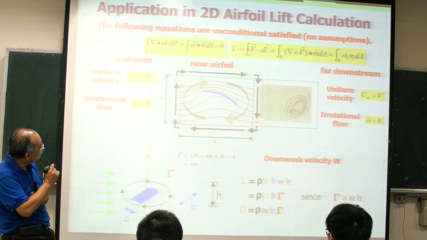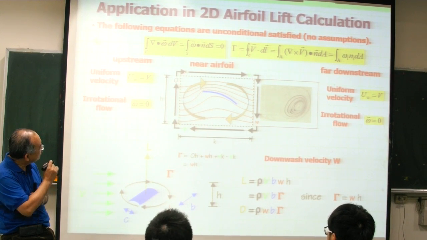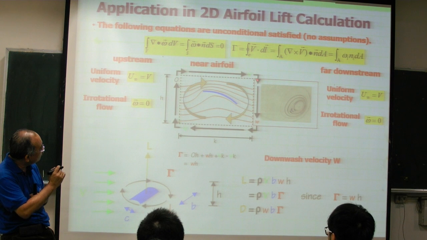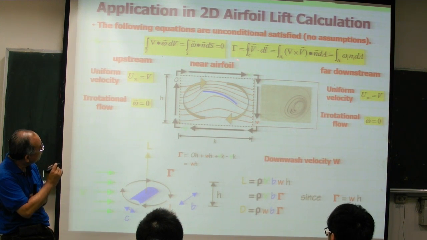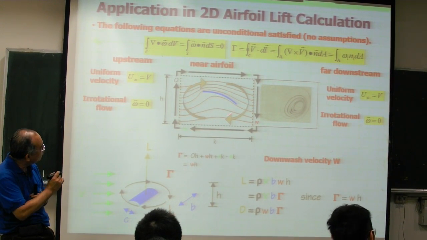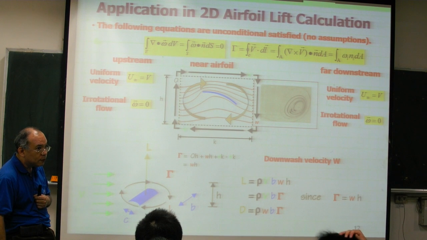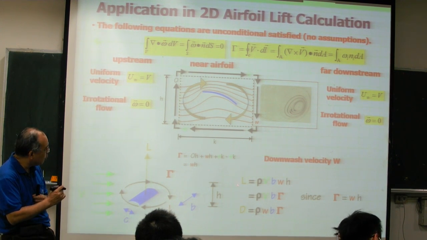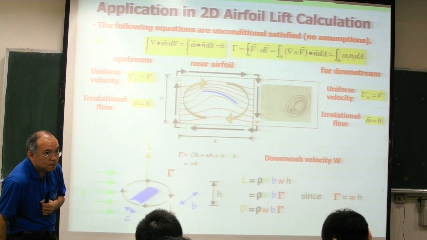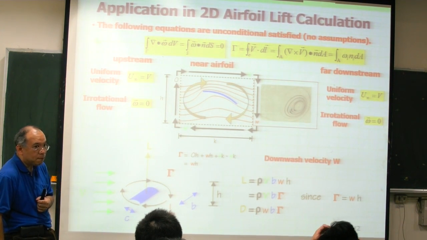So what we can do is only circulate the area near the airfoil. We call it the near airfoil area, and compute the circulation. This gives the circulation flow along the airfoil, and this circulation will contribute to our lift, even in inviscid flow.